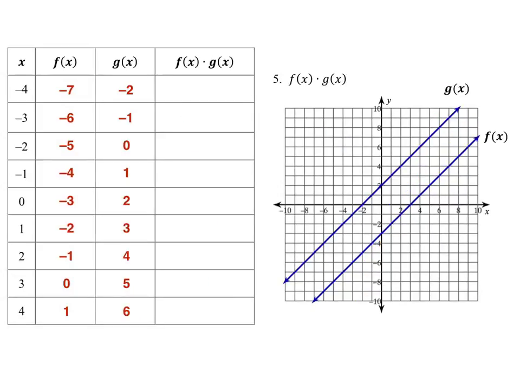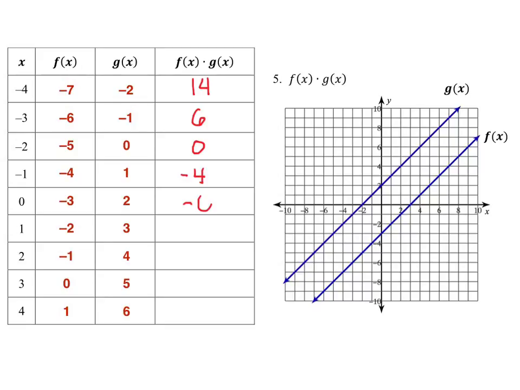When we get to number 5 through 8, instead of adding or subtracting, we are multiplying. F of x and g of x are the same f of x and g of x that we've already used, so I already have the table filled out. So I'm just going to multiply straight across. So negative 7 times negative 2 is 14. Negative 6 times negative 1 is 6. Negative 5 times 0 is 0. Negative 4 times 1 is negative 4.